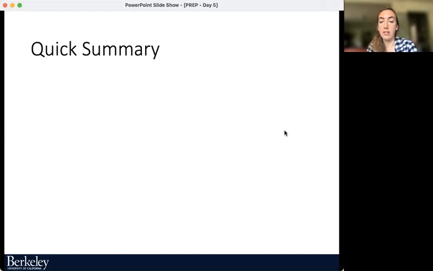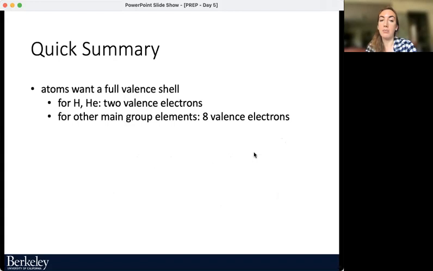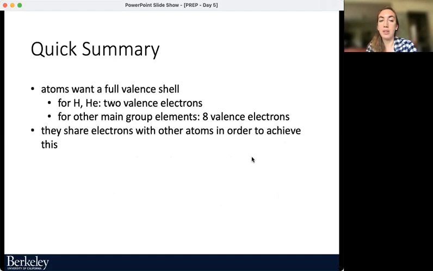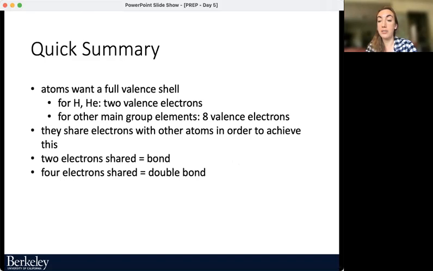Okay, so just to summarize what we've talked about so far, atoms want a full valence shell. For hydrogen and helium, that means 2 valence electrons. For everybody else, it means 8. Again, within the main group, we're not really talking about transition metals. They share electrons with other atoms in order to fill their valence shell. So everybody wants a full valence shell, and so they find a friend to share with so that everybody's valence shell can be full. If they're sharing 2 electrons, that's a bond. If they're sharing 4 electrons, that's a double bond.